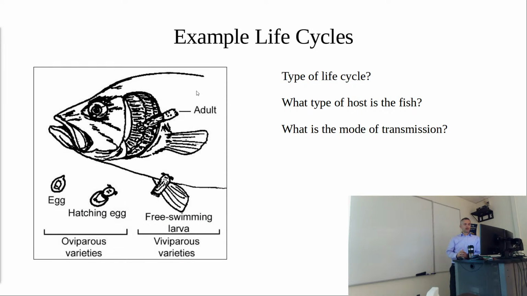All right, example life cycles. Here's one. We'll see this again. All right, so our adults are on the gills of this fish. Egg gets released, goes out into the water. Egg hatches, releasing the larval stage. Your free swimming larval stage swims around, finds the fish, and attaches. So what type of life cycle is this? What type of life cycle?